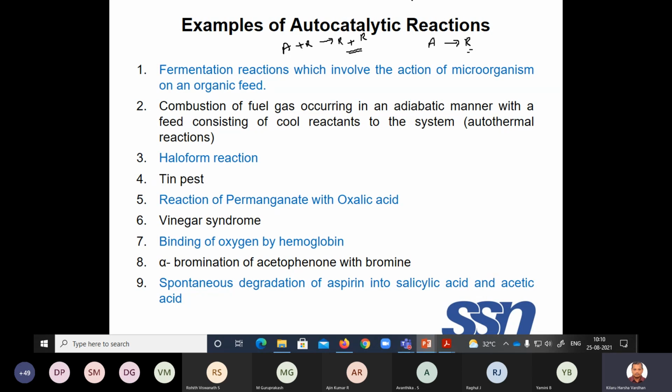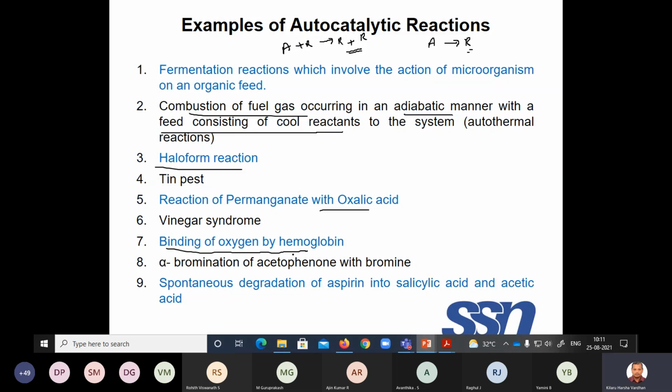There are some examples. You can see these are some of the examples of autocatalyzed reactions: the reaction of permanganate with oxalic acid, and combustion of fuel gas occurring in an adiabatic manner with a feed consisting of cool reactants. A lot of fermentation reactions are autocatalyzed reactions.